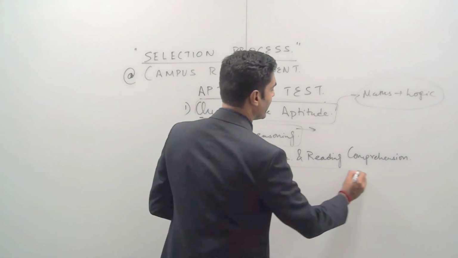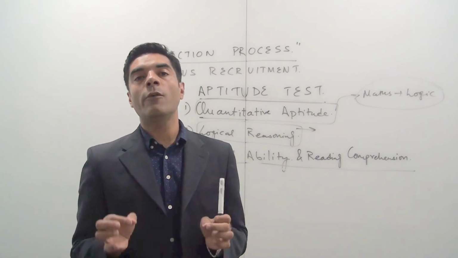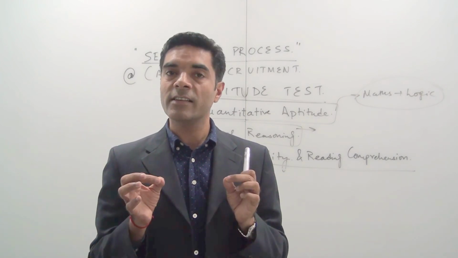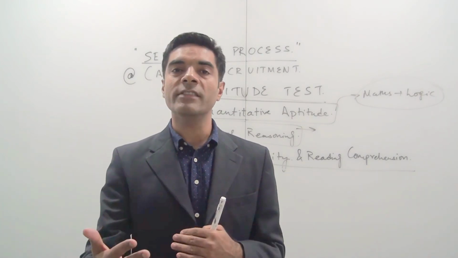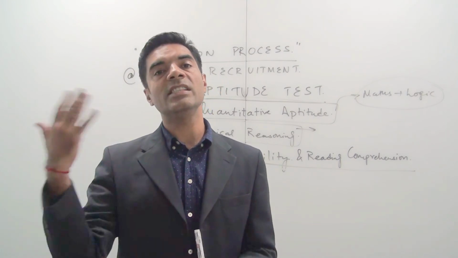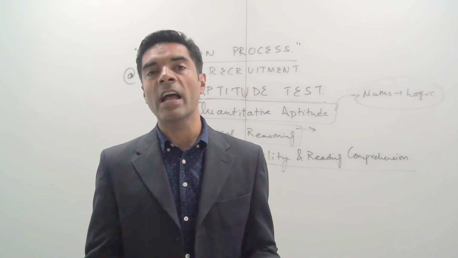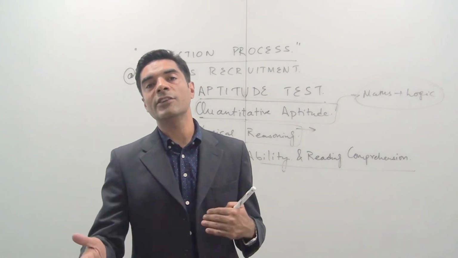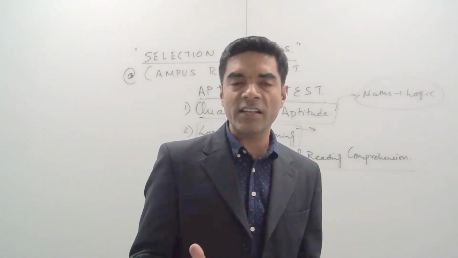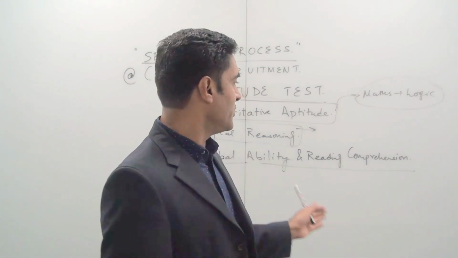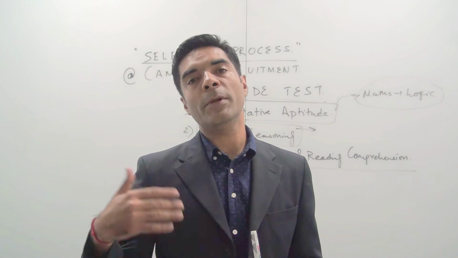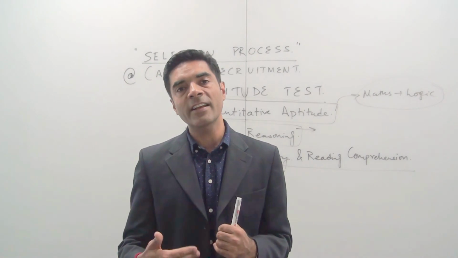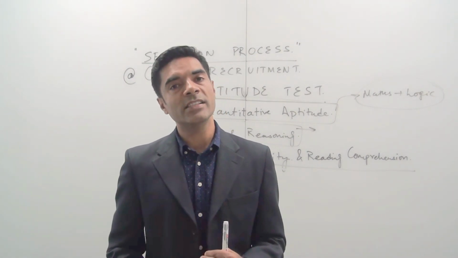Then comes verbal ability and reading comprehension. This is a pain point for most engineering students. Companies want people who are familiar with basic English, who can communicate with their clients, peers, subordinates, and seniors in English, which is a globally accepted language. That is why this section is a part of the selection process. The sections that fall under this are, first, reading comprehension. There will be an unseen passage, and you will be asked questions. They want to check whether you can comprehend the text correctly and then answer the questions, and that is why this is a part of it.